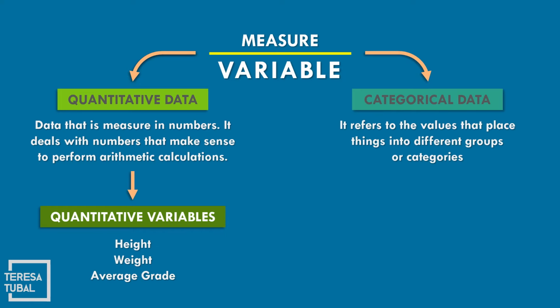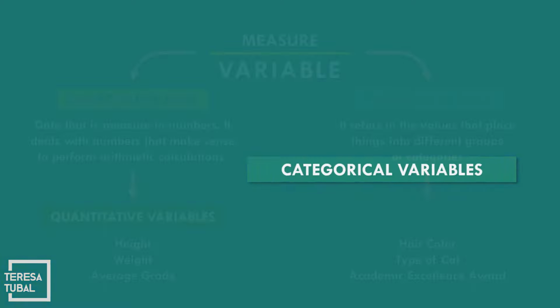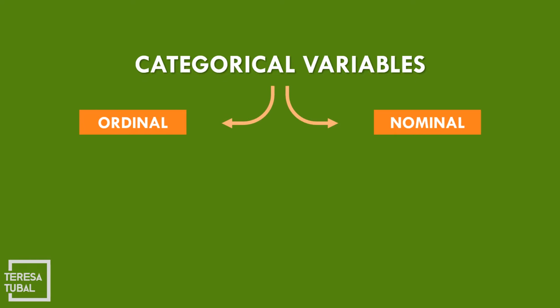How about the categorical data? It refers to the values that place things into different groups or categories. Examples of categorical variables are hair color, type of cut, and academic excellence award. There are two types of categorical variables. First, that is ordinal. Second, that is nominal.